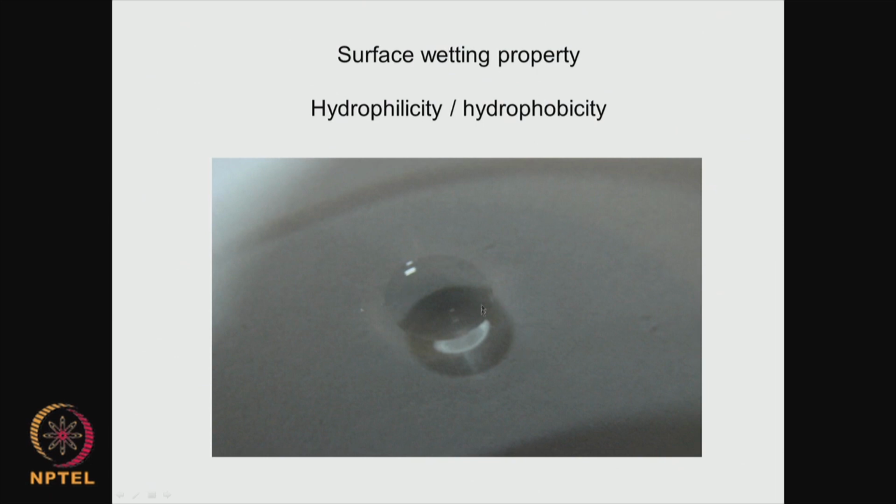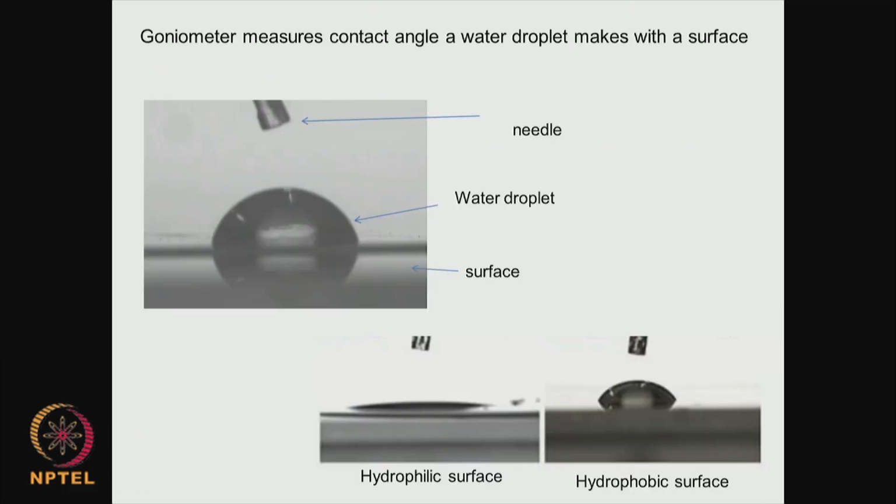For example, look at this, this is a water droplet on a surface. The material of course is highly hydrophobic, that is why the water is not spreading. The more hydrophilic it is, the water will spread out; the more hydrophobic it is, the water will not spread out. So, that is a very good measure of knowing the hydrophilic nature of the material. For example, there is an instrument called a goniometer. It measures the contact angle a water droplet makes with the surface.